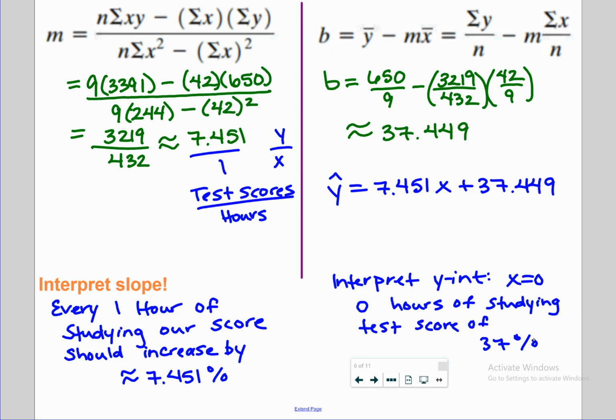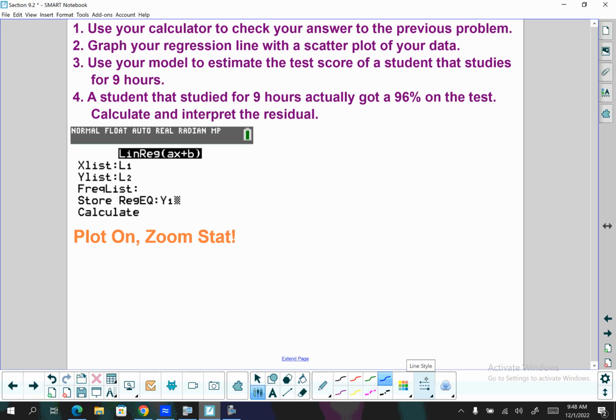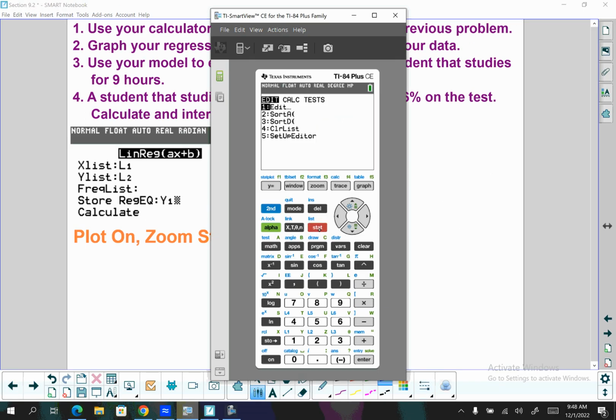All right, questions, getting the line, interpreting the line. All right, flip your paper over. Let's check this with the calculator and do a couple other little things now that we have our answer. So we did this actually in the calculator yesterday. We're just going to add a couple things to it.